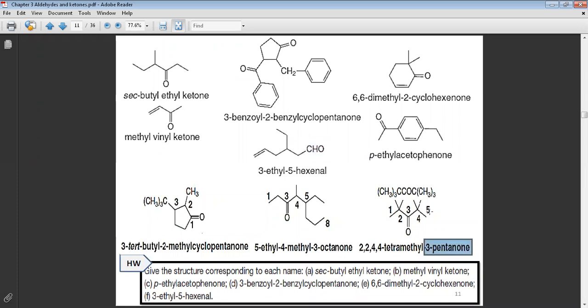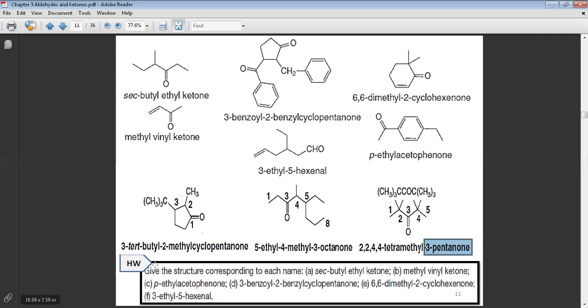Okay, we have substituents. We have 1, 2, 3, 4 identical substituents, identical methyl groups. That means 2,2,4,4-tetramethyl. So it is 2,2,4,4-tetramethyl-3-pentanone.